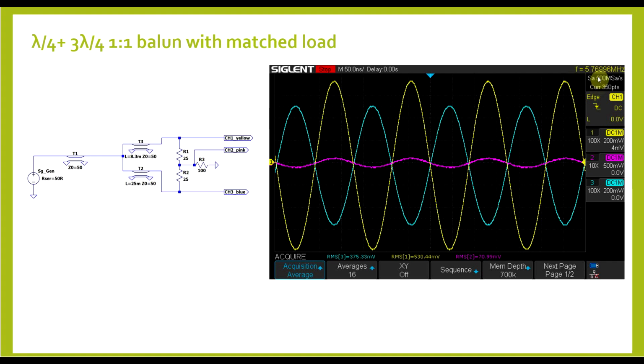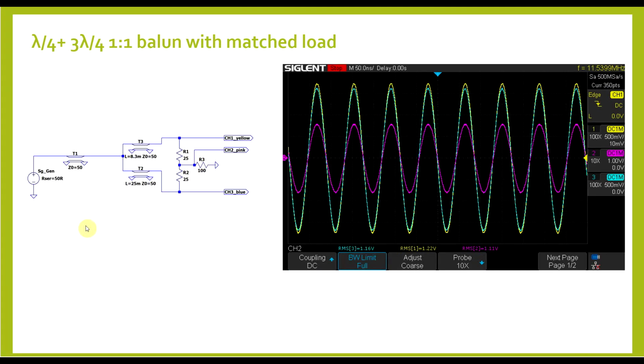So at around 5.77 MHz, the two signals arriving at the two ends of our load are 180 degrees phase shifted, but they are clearly of different amplitudes. Now, I'll be going into some investigations later on regarding this, but for now, let's continue with the other measurements as well.